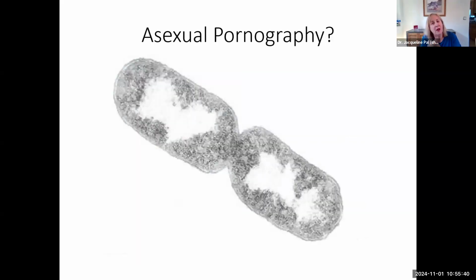Okay, so here is a picture of one bacterial cell undergoing cytokinesis. So, in some respects, you could say that this is asexual pornography.